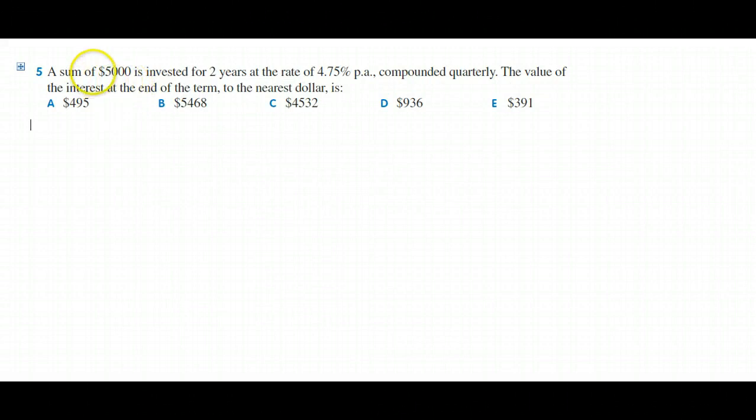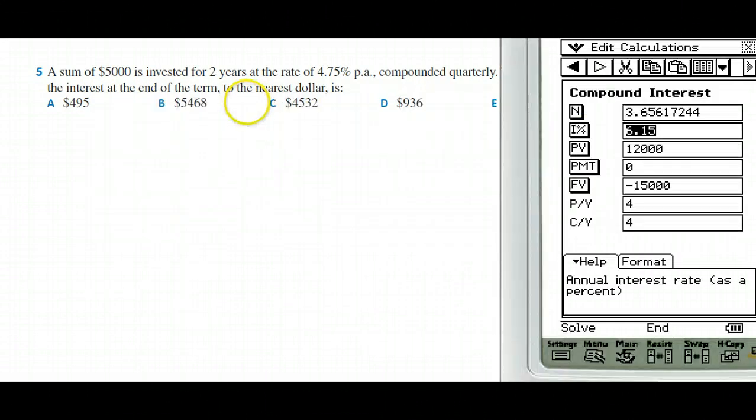Okay, in question 5 it says a sum of $5,000 is invested for 2 years at this rate and it's compounded quarterly. The value of the interest at the end of the term will be what? Okay, so this is compound interest again. We'll use our compound interest calculator. So we're investing it for 2 years and it's compounding quarterly. So the number of compounding periods will be 2 times 4.